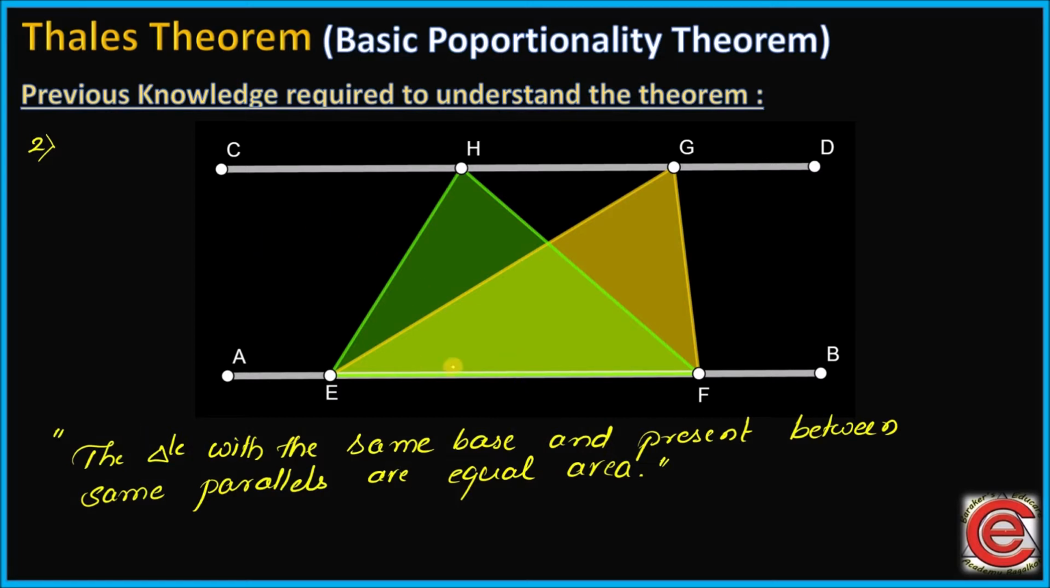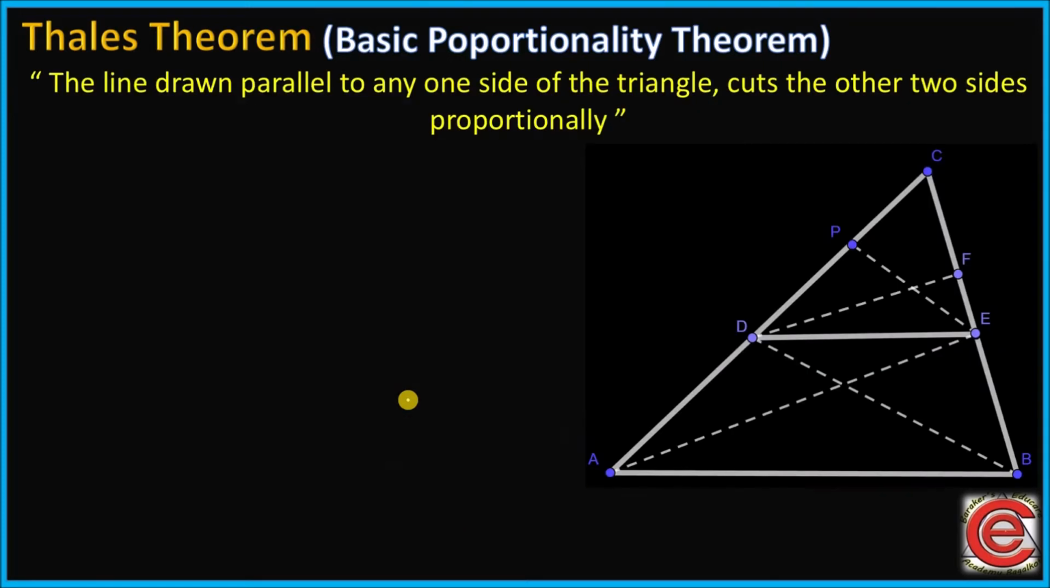Hence as AB is parallel to CD here, as the triangles EFH and EFG have the same base EF and are present between the same parallels, the area of triangle EFG will be equal to the area of the triangle EFH. So this is the second information which is necessary to consider. Based on these two pieces of information, we can move to the proof of the Thales theorem.